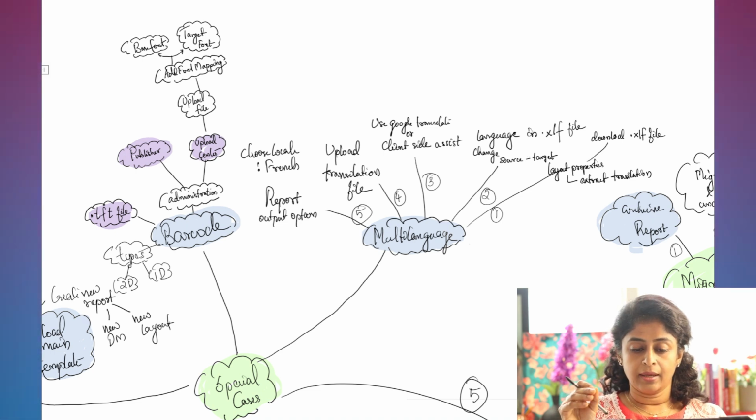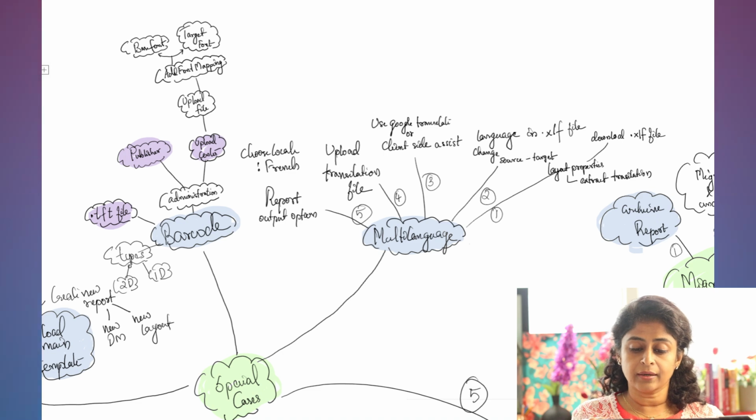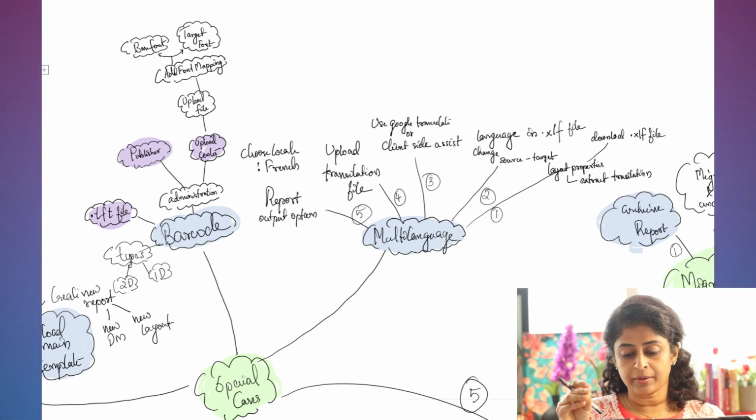Multi-language reports. BI Publisher supports multilingual layouts effortlessly. Steps involved: in the report layout properties, extract the translation. This downloads the XLF file. Update the source language and target language using either client-provided translation or tools like Google Translate. Upload the translation file. Set the locale, for example French or Arabic as required. In report output options, choose the desired language for display.